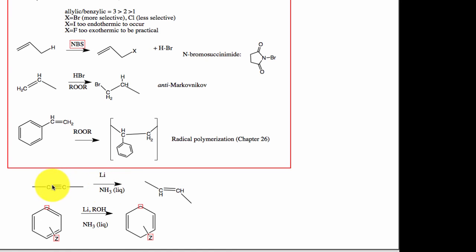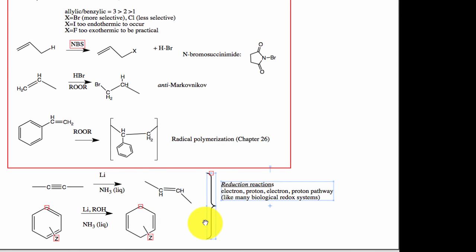In the case of the alkyne to trans alkene product, the proton donor is also the solvent, liquid ammonia, which cools to a liquid at -35. And in the case of the reduction of benzene to a cyclohexadiene, the proton donor is an alcohol. These two reactions are both reduction reactions, and they happen much like reductions in most biological redox systems. That is, an electron is transferred from the metal, followed by a proton from the proton donor, followed by an electron from the metal, followed by a proton from the proton donor.